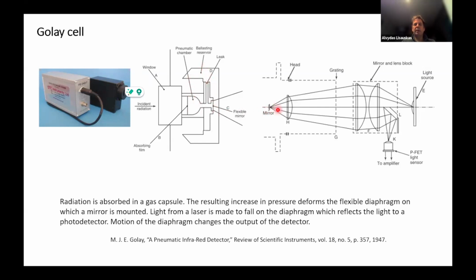On the other side, the variation in position of that mirror is measured by some other mechanism, like having a light source focusing on the mirror and measuring the fluctuations with a light sensor. So that's the general principle of a Golay cell-based detector.